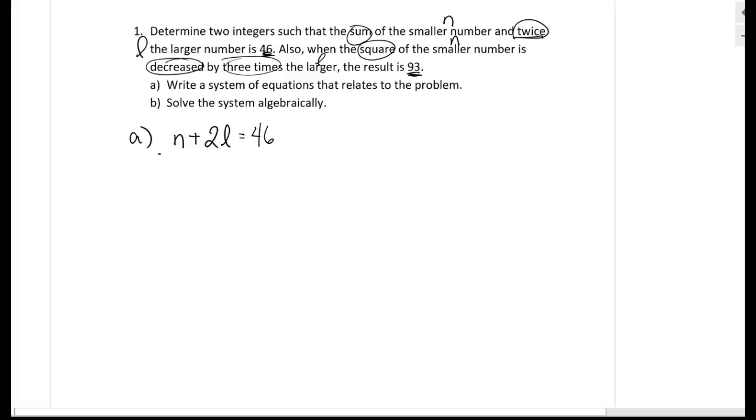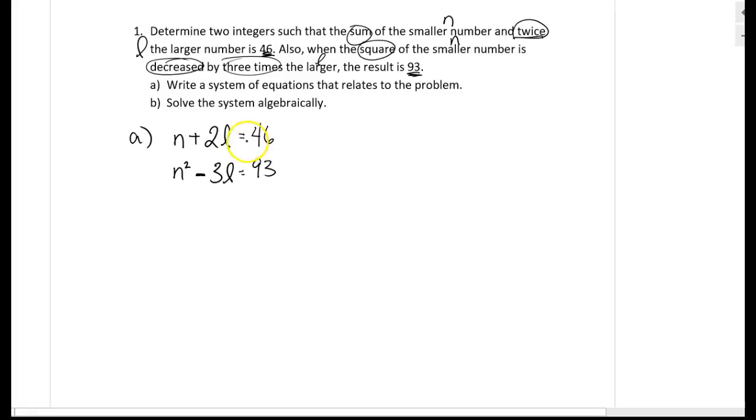Also, completely separately, but using the same values, when the square, which means the power of 2 of the smaller number, so n squared, is decreased, which means subtracting, we're going downward, by 3 times our larger number, the result is 93. These are some pretty sizable numbers if we're subtracting and we're still getting 93.